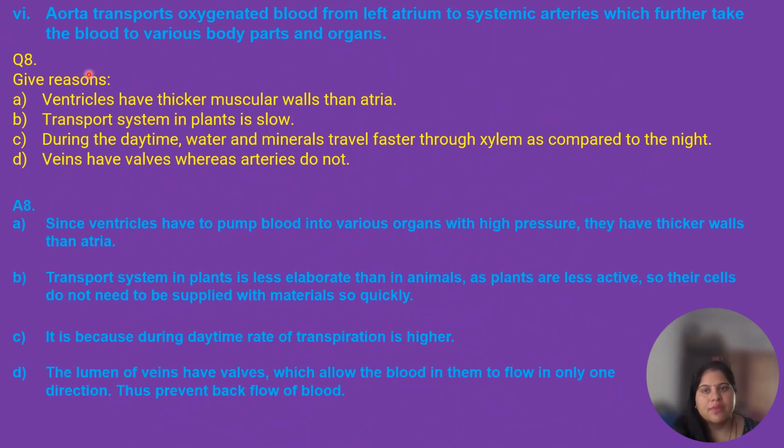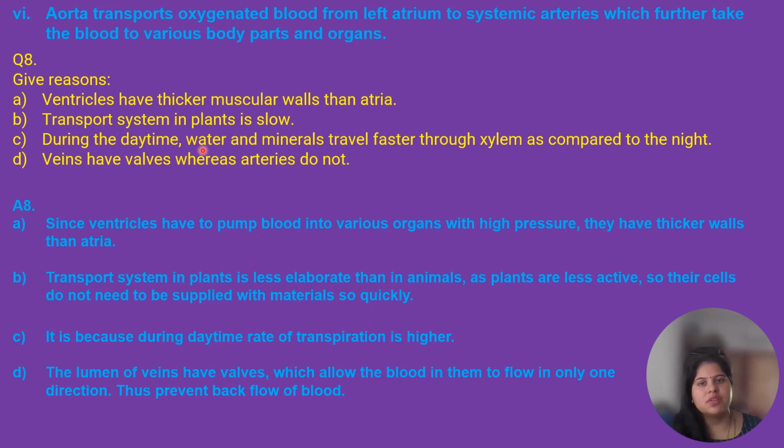So the answer for the first: ventricles have thicker muscular wall than atria. What will be the answer? Because ventricles have to pump blood into various organs with high pressure. That's why ventricles have a thicker wall compared to the atrium. Atria are the upper chambers of the heart and ventricles are the lower chambers of the heart. So ventricles have to pump blood to the various body organs with high pressure. That's why ventricles have thicker walls.